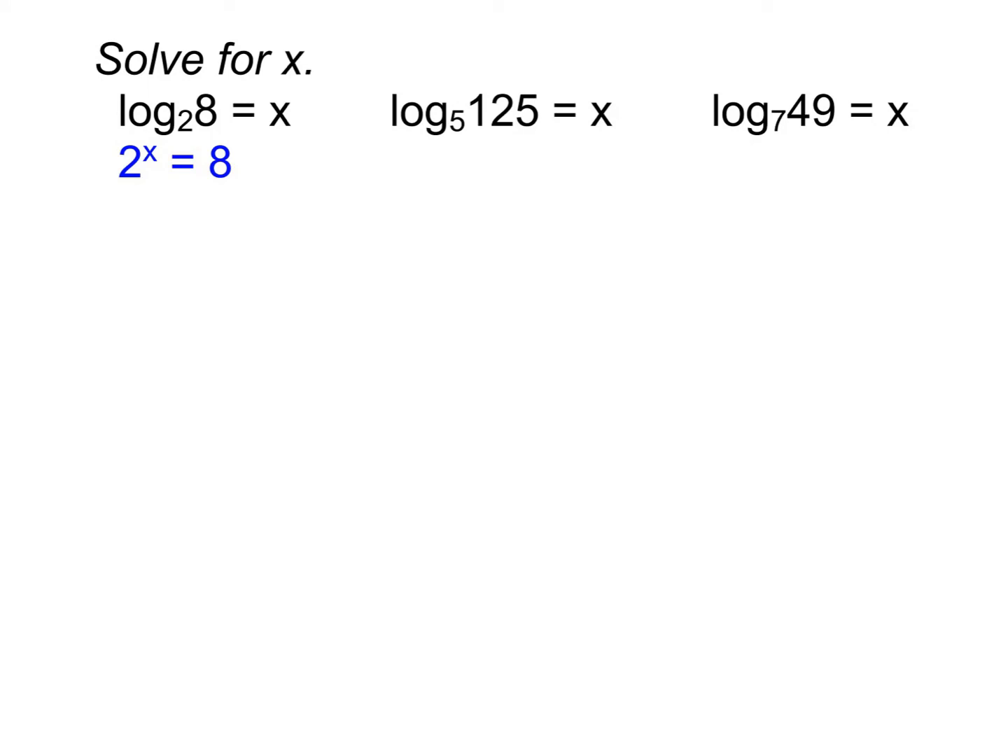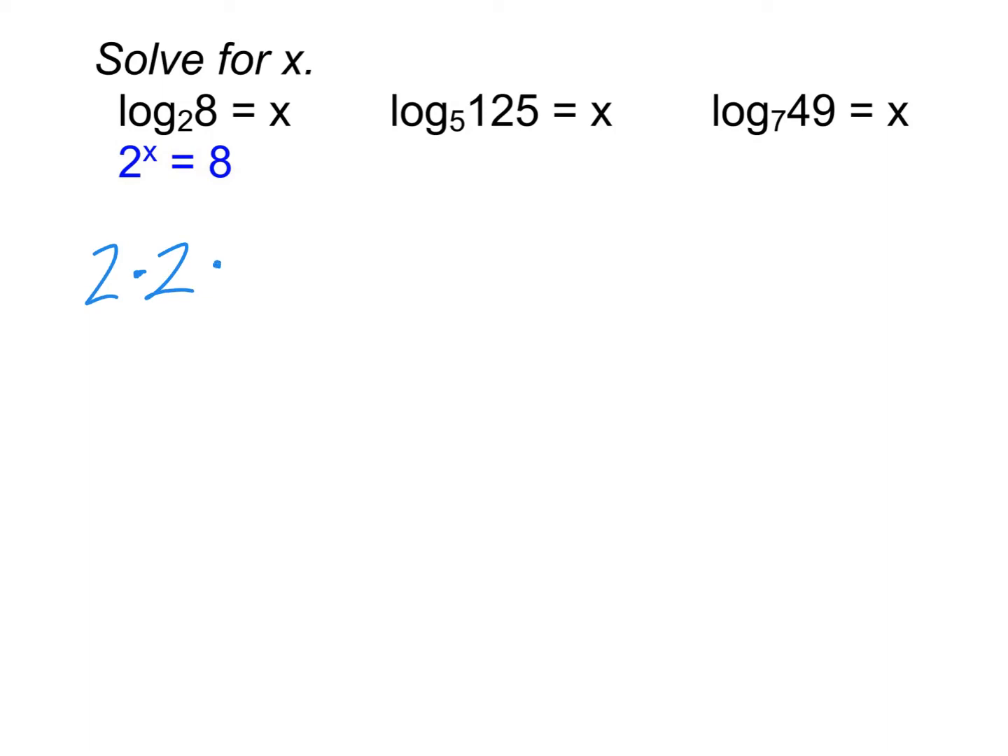Now we need to know what x is. Now some of you, you're going to look at 2 to the power of x equals 8, and you're going to know what it is. Now if not, there's a great little technique for it. Because 2 to the power of x just means multiplying 2 by itself a bunch of times. We're going to figure out how many times it takes. So what is 2 times 2?